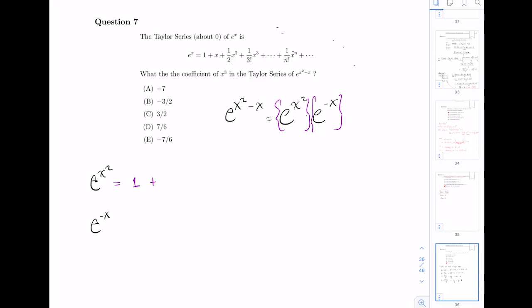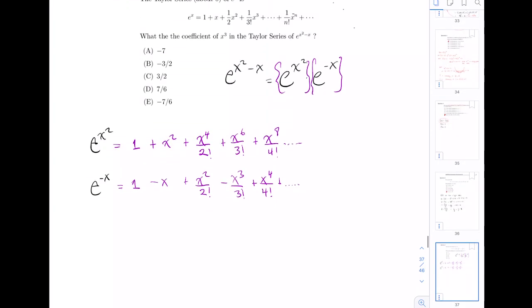This one is going to be 1 plus x squared plus x to the 4th power over 2 factorial plus x to the 6th power over 3 factorial plus x to the 8th power over 4 factorial onwards. What about e to the minus x? This one is going to be 1 minus x plus x squared over 2 factorial minus x cubed over 3 factorial plus x to the 4th over 4 factorial onwards.